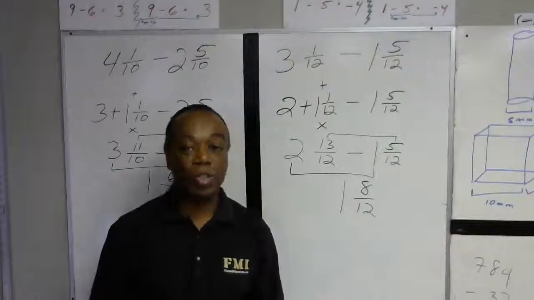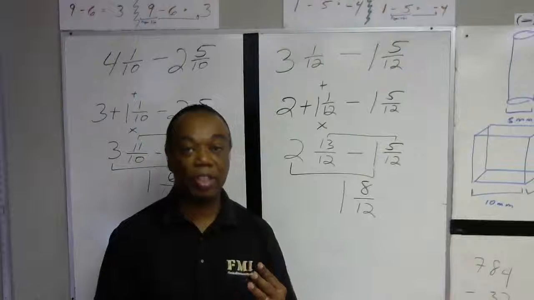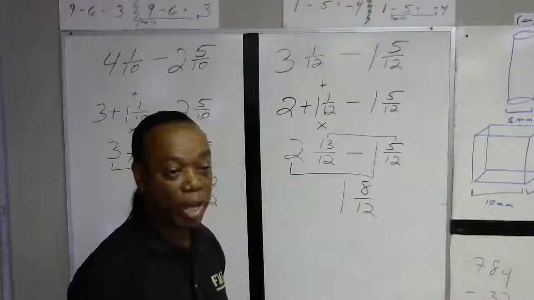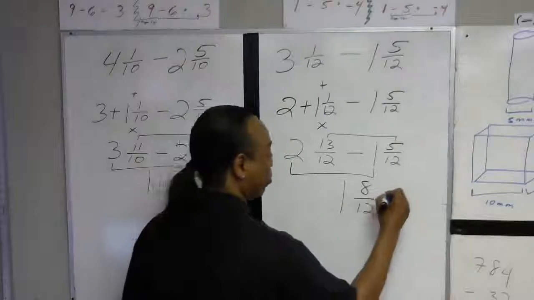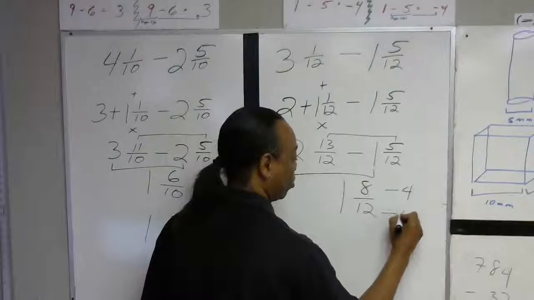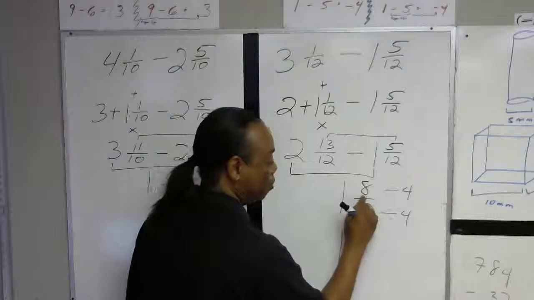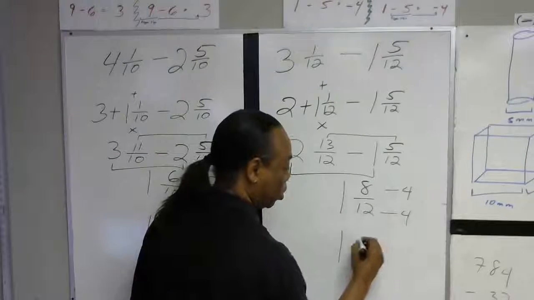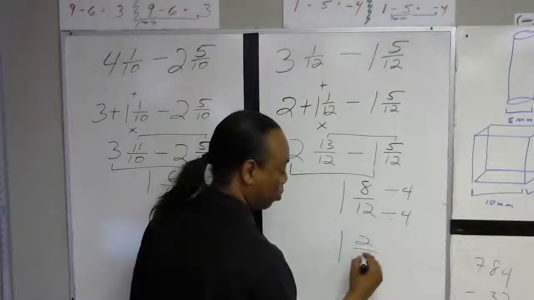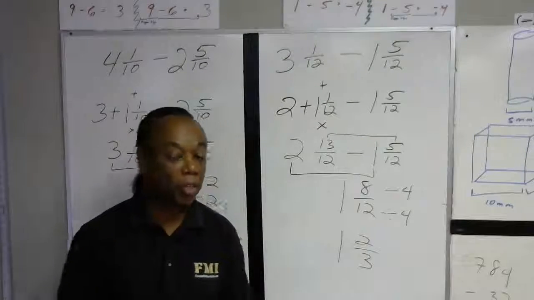Now, 8/12 can be simplified further by dividing by 4. 4 is the greatest common factor between the 8 and the 12. So we'll divide by 4 and simplify this. 8 divided by 4 is 2, and 12 divided by 4 is 3. So this simplifies to 1 2/3.